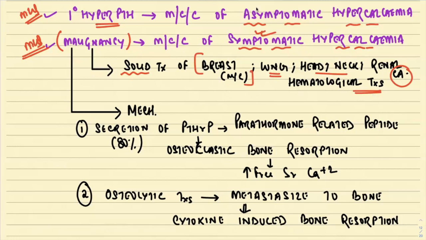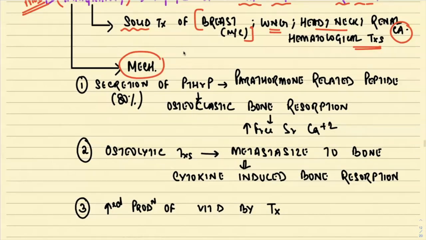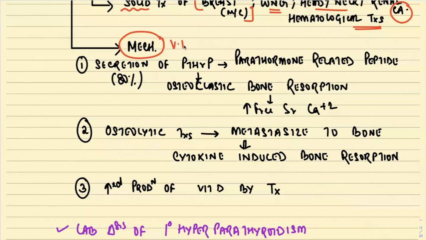So a very important question over here: what is the mechanism? What is the classical mechanism of malignancy associated hypercalcemia? How an osteolytic tumor or malignancy is causing hypercalcemia, we have to understand that. This is very, very, very important for those who are sitting for the INI-CET exam. This is a repeated question for the last 4-5 years. So what is the mechanism of tumor or malignancy associated hypercalcemia?